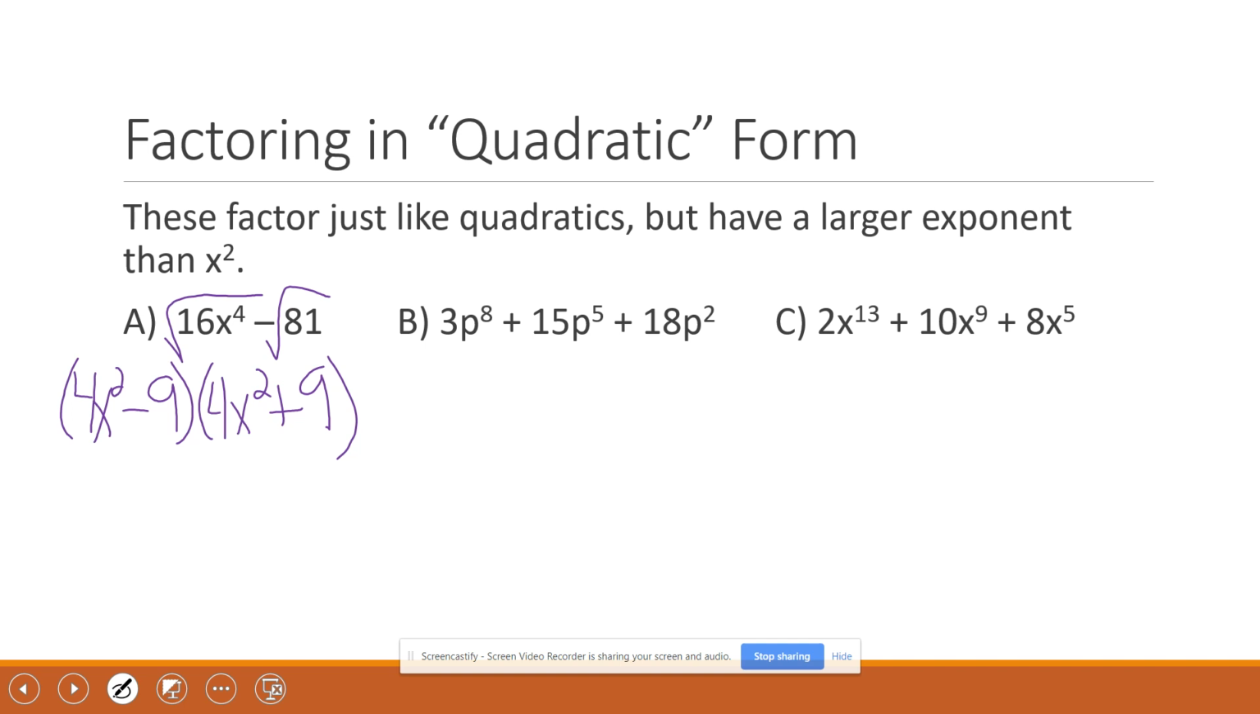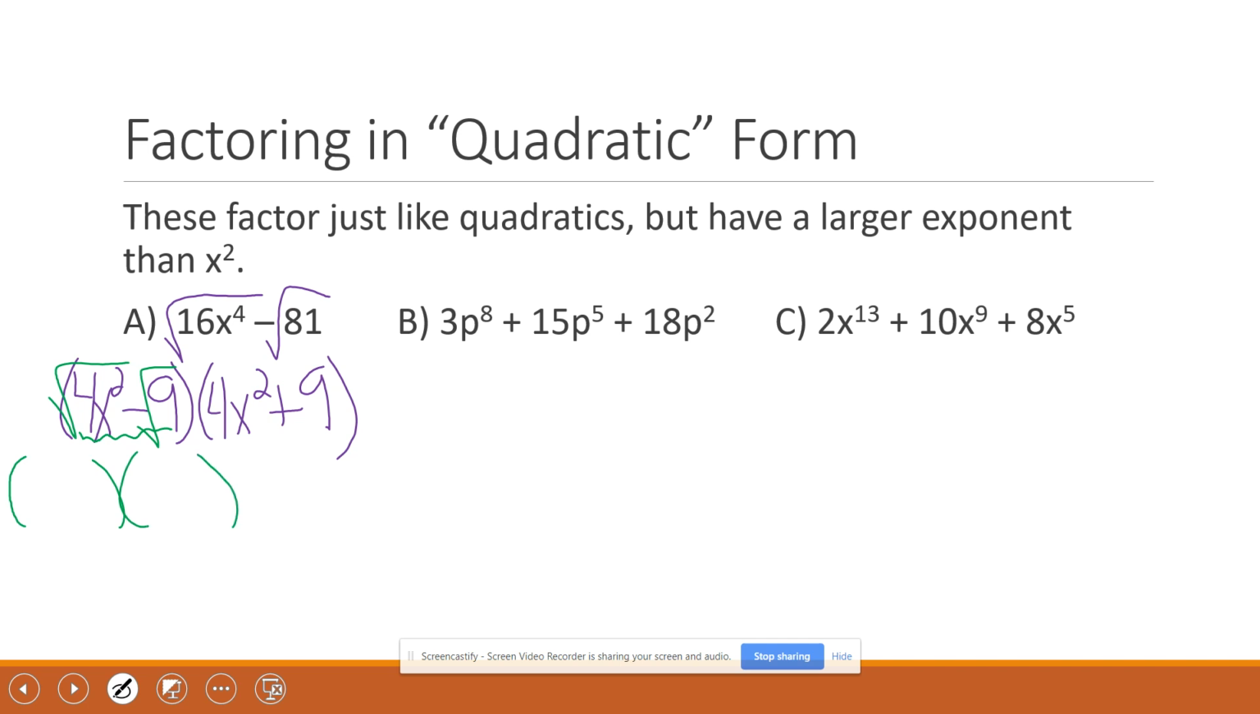I have 4x squared minus 9. Well, 4 is a perfect square, x squared is a perfect square, 9 is a perfect square, and over here on the left, we have subtraction. So this is another difference of squares formula.